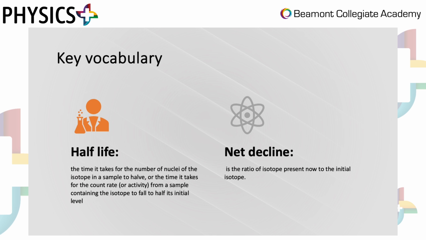There's also the term net decline. This is only ever used in higher tier papers. This is the ratio of isotope present now to the initial isotope.